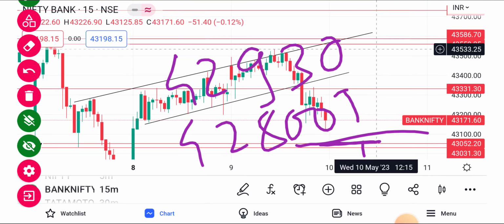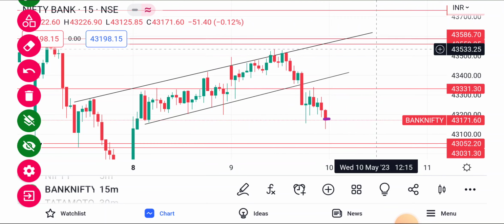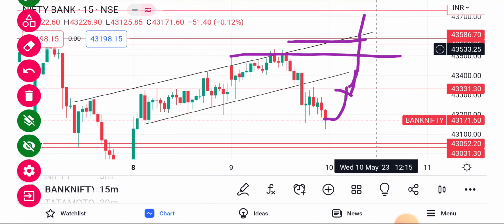If it goes up and breaks 330, sustains above 330 and starts trading above 350, then again we can have the target still 480 initially, thereafter 580, 600, and then we can trail till 750, 800.